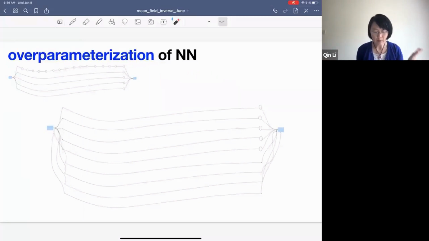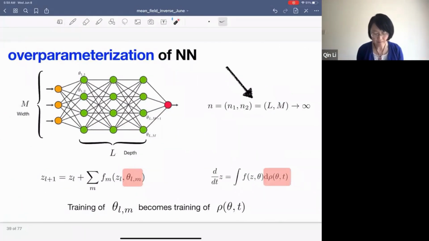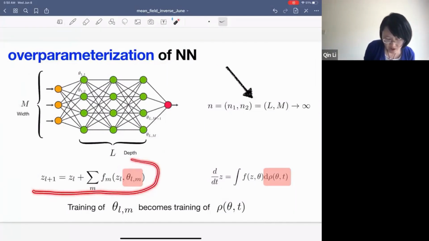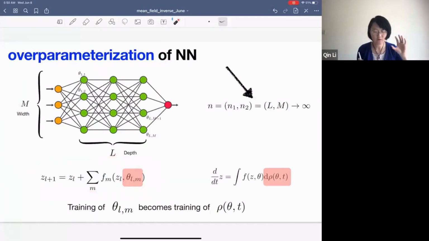By sending both parameters to infinity, we are in the over-parameterized regime, in the sense that we have a whole lot of parameters. And in this setting, the problem changes from the original discrete version of the neural network to the continuous version of the neural network. And now, instead of tracing the trajectory of each neuron, I'd like to trace the trajectory of the distribution of the neurons. So this is exactly the formulation that kinetic theory uses.